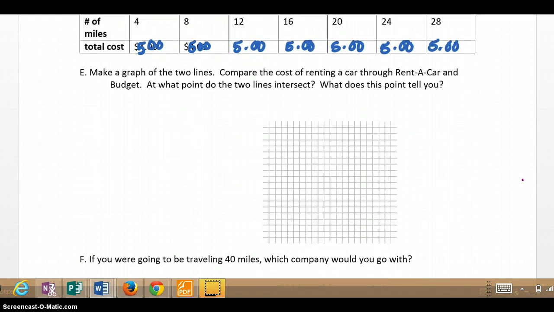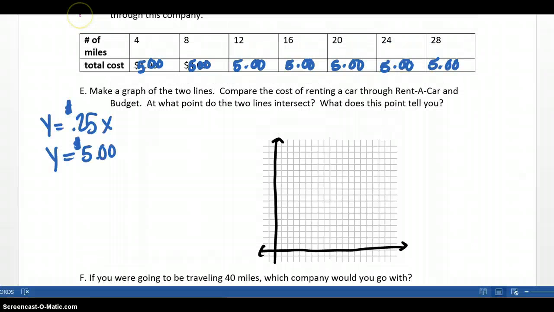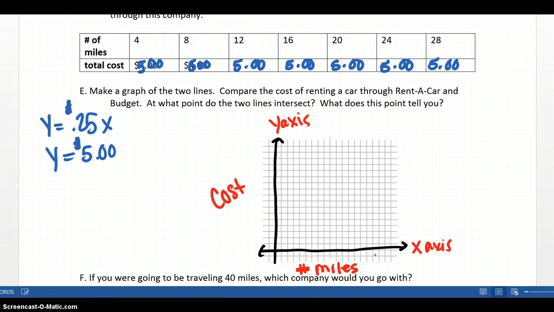It says make a graph of the two lines. Compare the cost of renting the car through Rent-A-Car and Budget. At what point do the two lines intersect? What does this point tell you? Okay, so I made an X and a Y axis. So here's our X axis and our Y axis. And this is our total cost. And this is our number of miles. Okay, so we always want to label our axes.